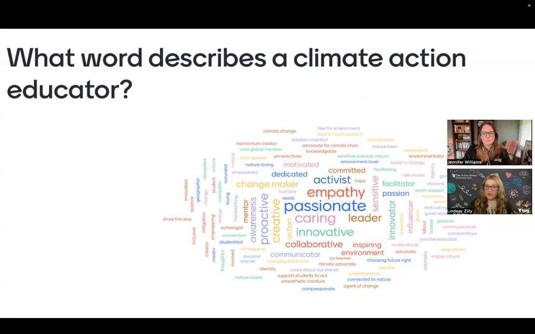When you are utilizing a word cloud, the words that are bigger are more common or popular in voting with all of the people that are contributing to it. Jen, are there any words within this word cloud that really stick out to you?